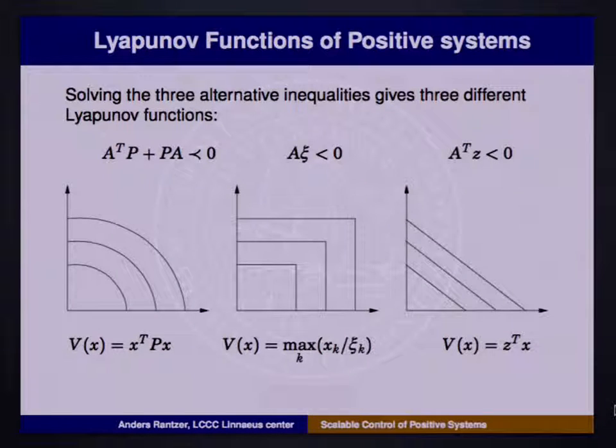So these three conditions correspond to three types of Lyapunov functions. If you solve the Lyapunov inequality, you will get ellipsoidal level sets of a Lyapunov function, just like you usually do for linear systems. But the ellipsoids are now aligned with the axes because P is diagonal. If you instead solve for psi in this inequality, that corresponds to a Lyapunov function which has rectangular level curves. And finally, this inequality corresponds to linear level curves of the Lyapunov function. So for positive systems, you can work with linear Lyapunov functions.